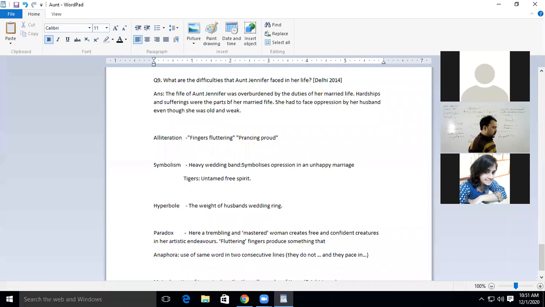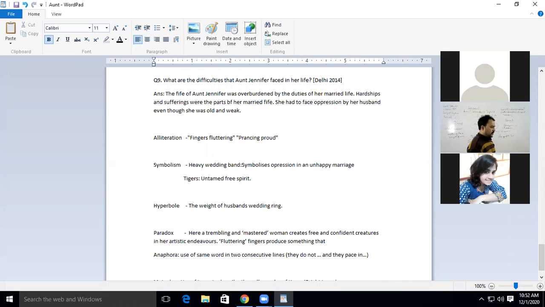Now we move on to some more poetic devices or figurative language. So number one, alliteration. It's also used in fingers, fluttering, prancing, proud. Other than that, there are also chivalric and certainty, in the first stanza. So other than this, only one example is mentioned here. But other than that, there might be other sentences, other words also. So these are only examples.